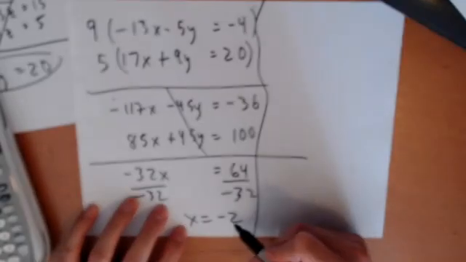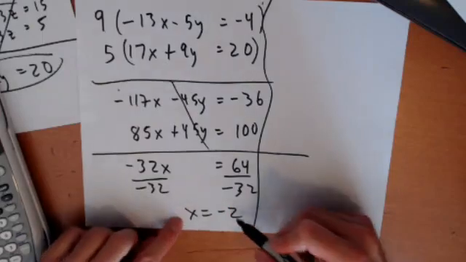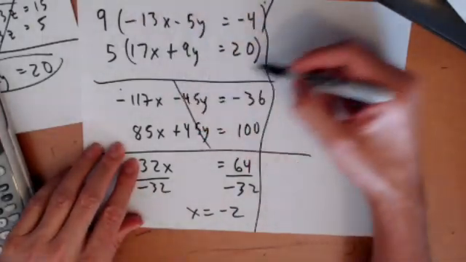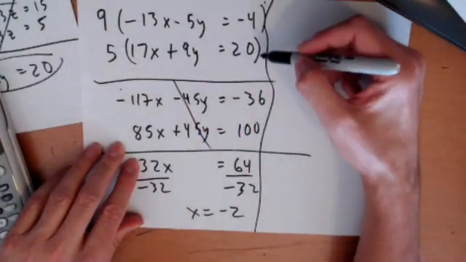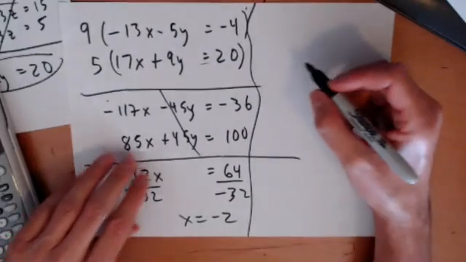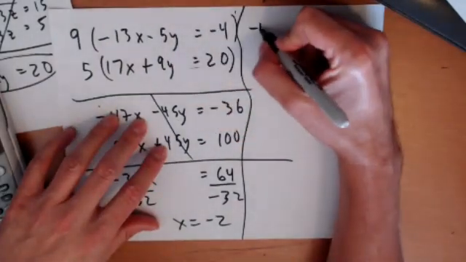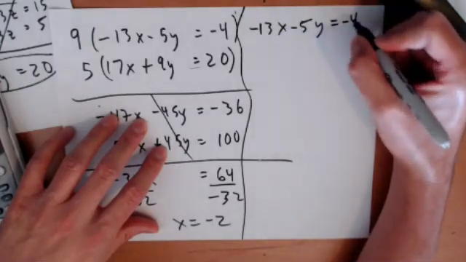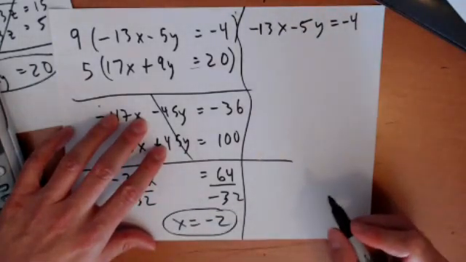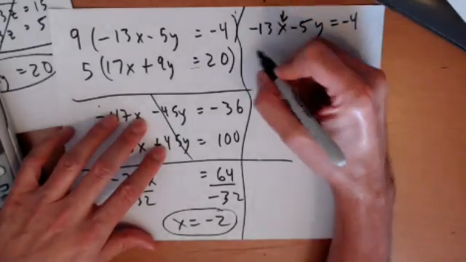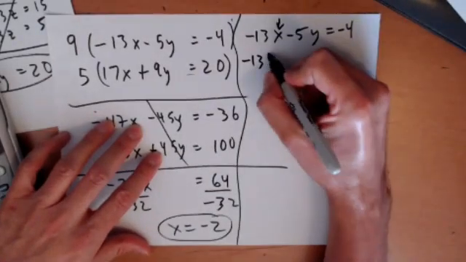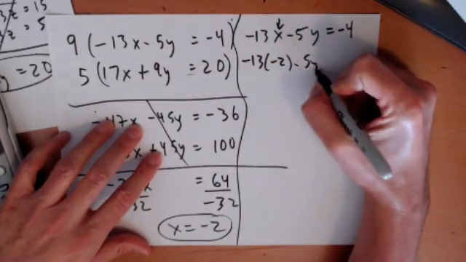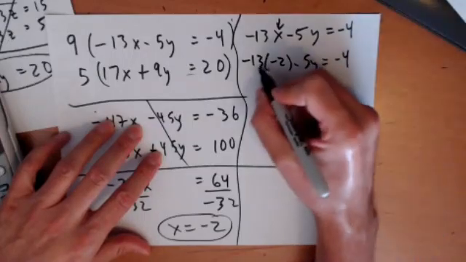Now, we got x. We need x, y, and z. You see how we have these two equations up here? Do you want to use the top one or the bottom one? They're both ugly, so it doesn't matter. So let's just use the top one. Negative 13x minus 5y equals negative 4. We said x is negative 2, so let's plug it in right there. So negative 13 times negative 2, minus 5y equals negative 4.